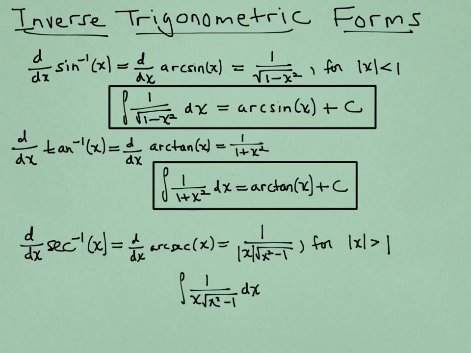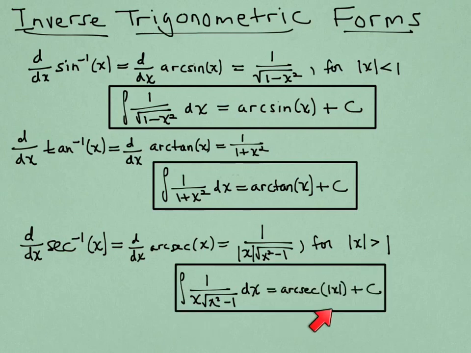That means if I integrate this expression here, I should get the arc secant back. Notice how in practice you're probably not going to see expressions with absolute values in the integral, but it turns out that it can be, in some sense, shifted over to the antiderivative. So notice that the absolute value here is now in the arc secant function. So you should be roughly familiar with these three inverse trigonometric integral forms.